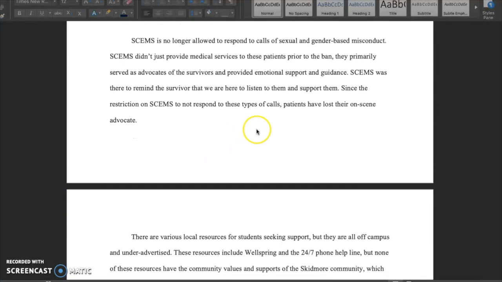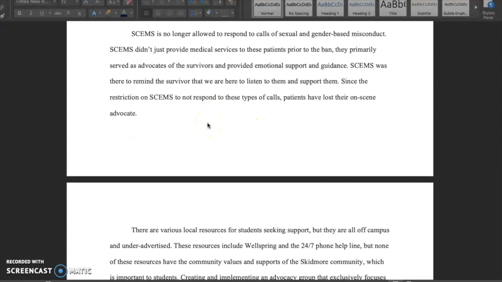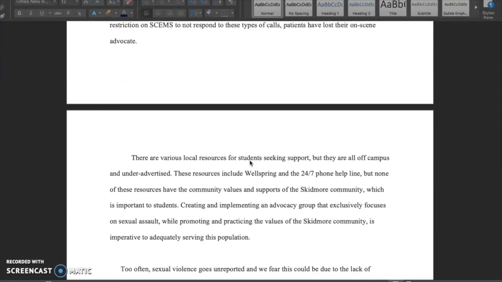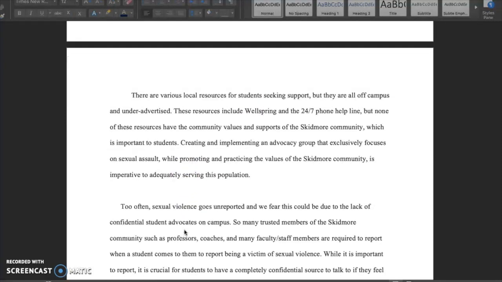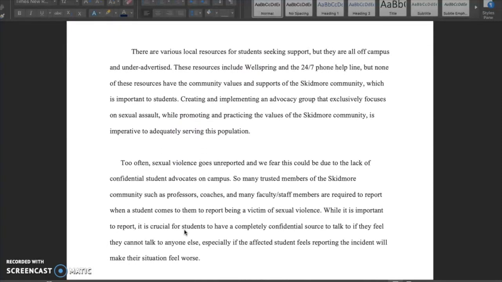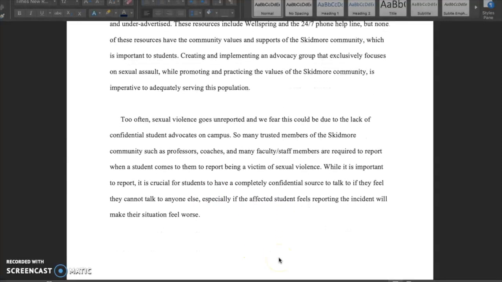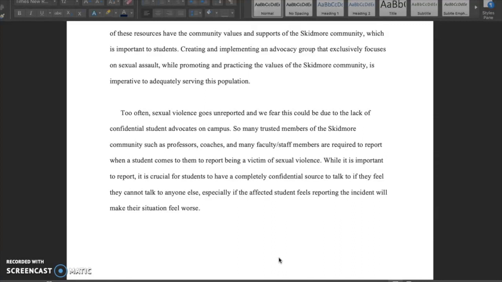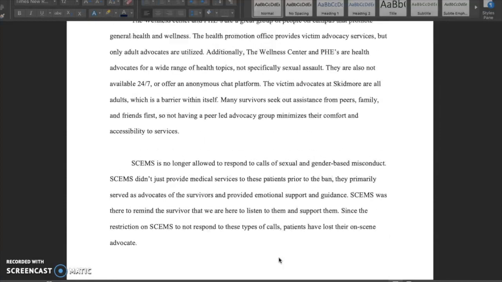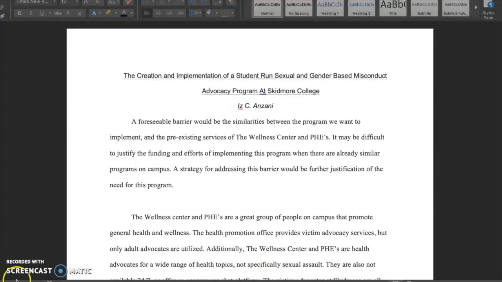Additionally, I have identified a gap in services with regards to SCEMS. Additionally, community resources such as Wellspring and Planned Parenthood are not often utilized. When I interviewed Jen McDonald, she stated that students that she refers to Wellspring often never end up going. By identifying examples of how your program can fill the gap of services, your proposal will be stronger and your idea will be taken more seriously.